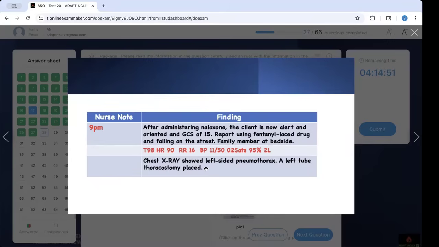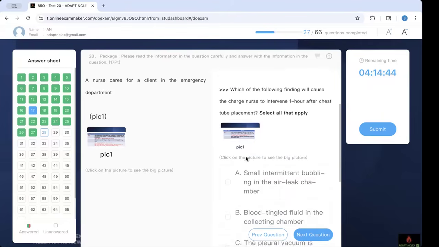Family member is at the bedside. This is what we have. Chest X-ray shows a left-sided pneumothorax. A left chest tube is placed. Now we place the chest tube.